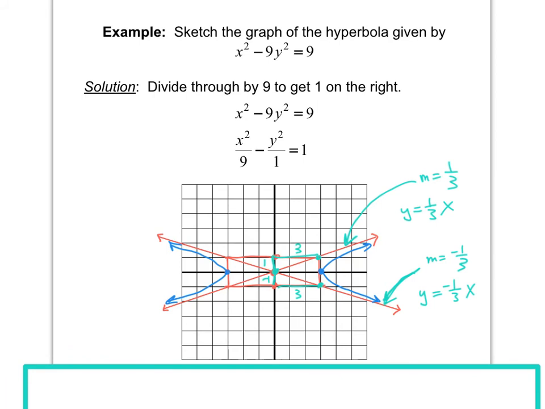If I look for my foci distance, then I need to look at the sum of these 2 numbers. So I'm going to have c squared equals 9 plus 1. That means c squared is 10. c equals radical 10, which is a little more than 3. And so my foci are going to go in here, just inside the branches. If I need the coordinates of those, I'm going to have the points radical 10 comma 0 and negative radical 10 comma 0.